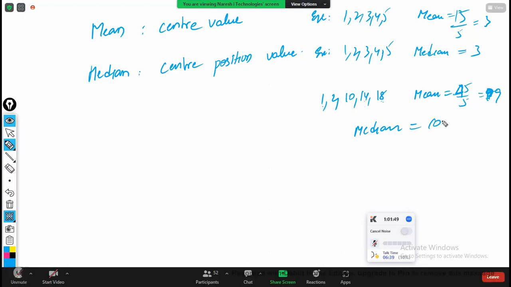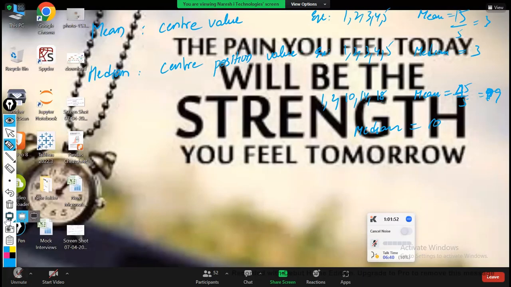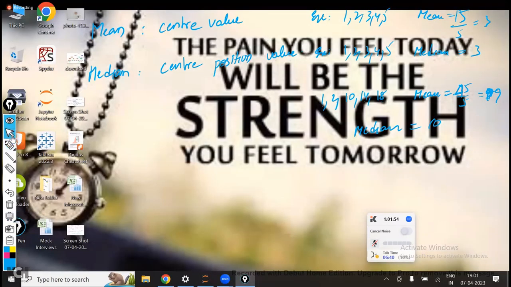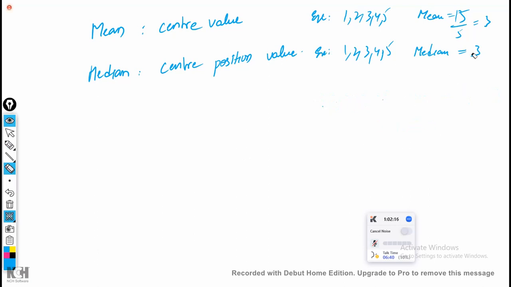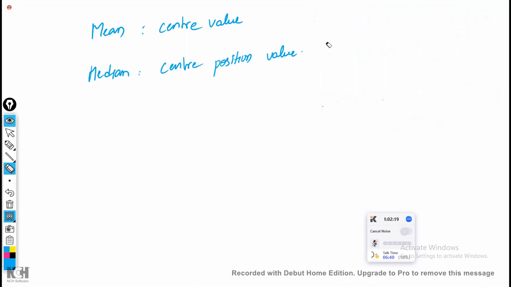Is that clear? Got the point, guys? Yes, 45 divided by 5 is 9. Mean value is the average value. What is meant by average value? The average value is the center value. Mean is called the center value. Median is called the center position value. That is the difference. And in the certification, if they ask you what the center position value is, don't calculate the center value. Center position value is median. The center value is the average. That is the mean. Clear, guys?